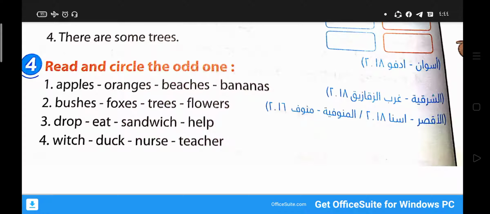The word bushes means small trees. شجيرات. In Arabic, شجيرات. Number 3. Drop, eat, sandwich, help. The odd one is sandwich. Drop, eat, and help are verbs. Number 4. Witch, duck, nurse, teacher. The answer is duck. Witch, nurse, and teacher are people.